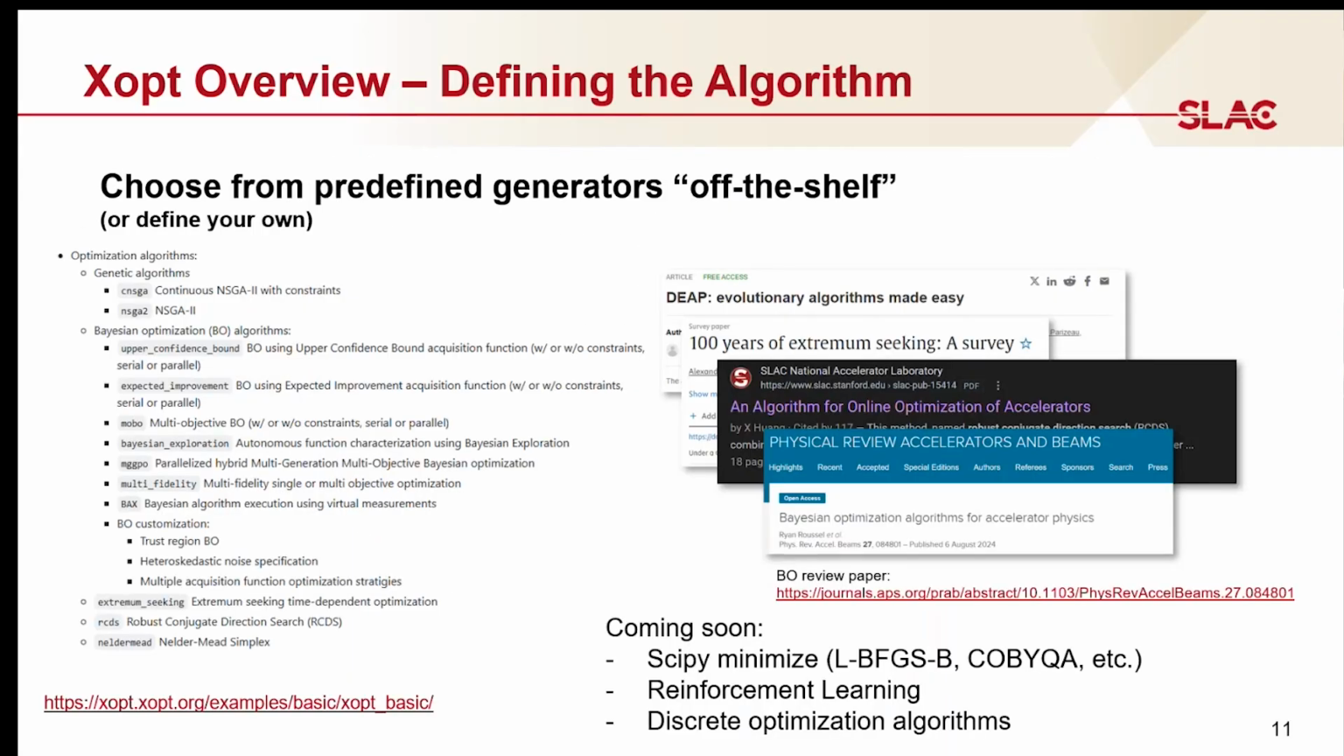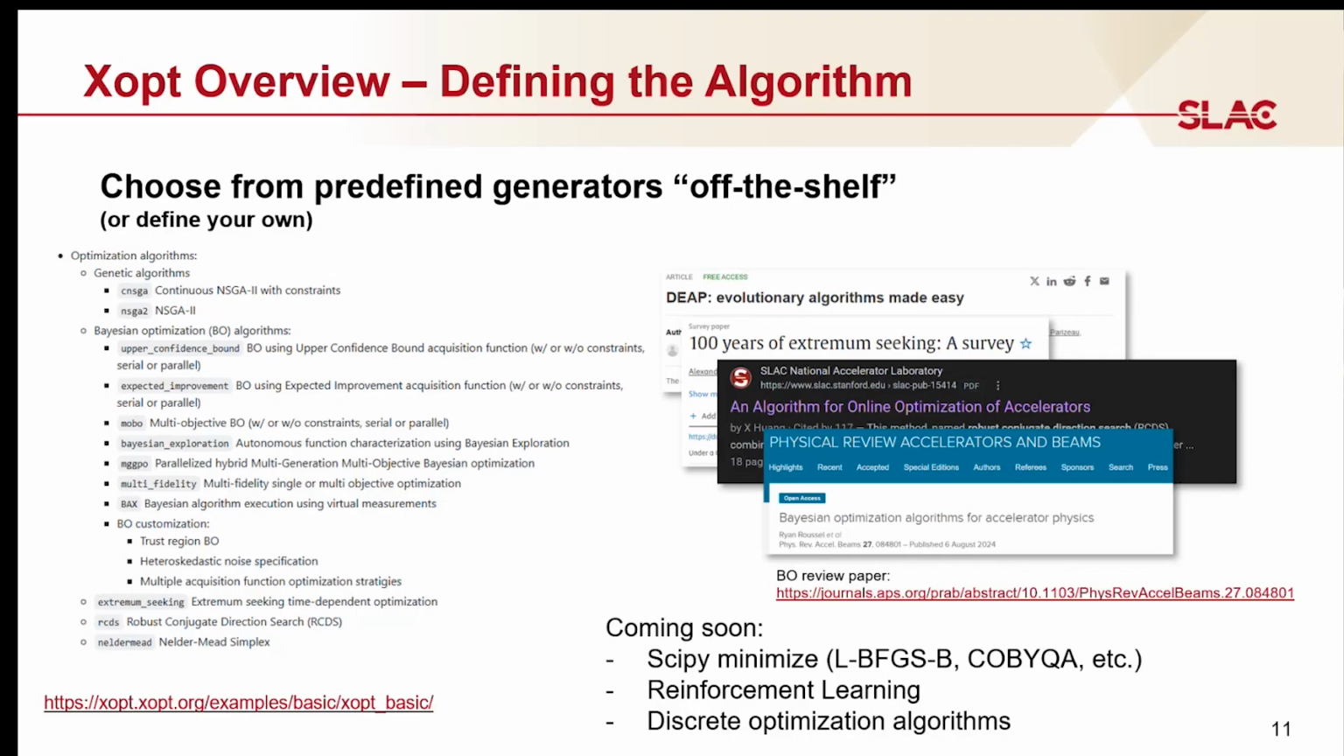Once we define our problem, we want to incorporate our generator, which is our optimization algorithm. Xopt provides a number of optimization algorithms for use off the shelf without any modification. These include a number of different genetic algorithms, such as NSGA2 and CNSGA. We also have, I think, a lot of our research and development has been into Bayesian optimization algorithms.